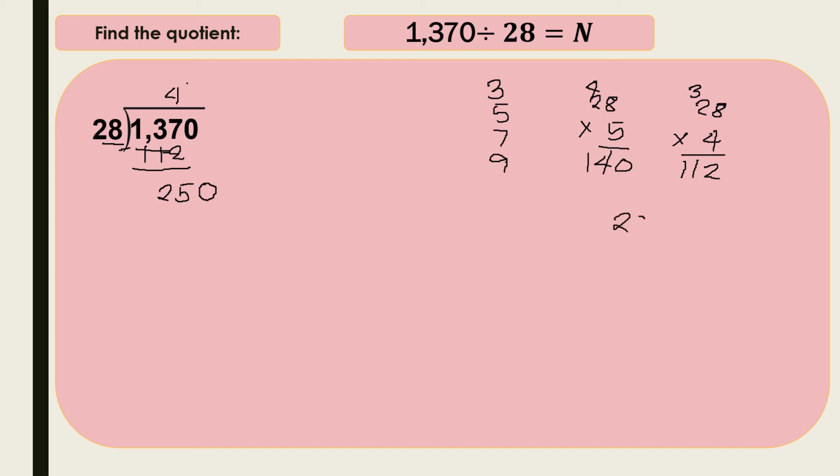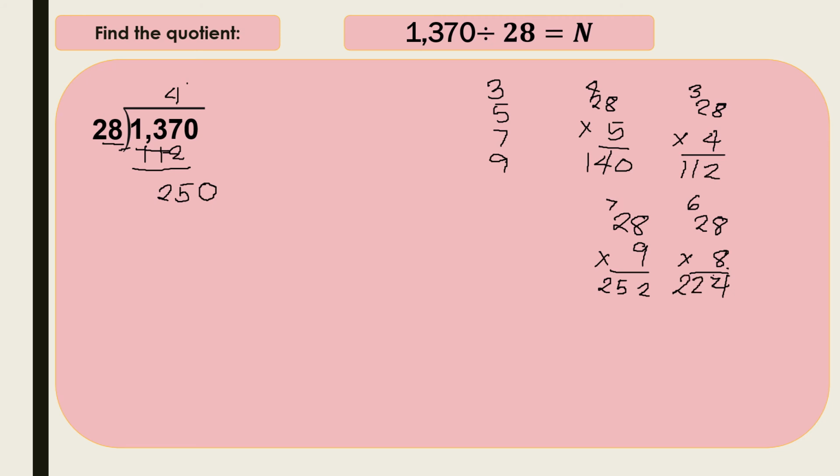So we must try 28 times 9 first. 8 times 9 equals 72. And then 2 times 9 equals 18. 18 plus 7 equals 25. So it is greater than 250 by a little. So let's check 8. 8 times 8 is not 16, I'm sorry, I made a mistake. 8 times 8 is 64. Carry 6. Then 8 times 2 equals 16 plus 6 equals 22. So that is 224.